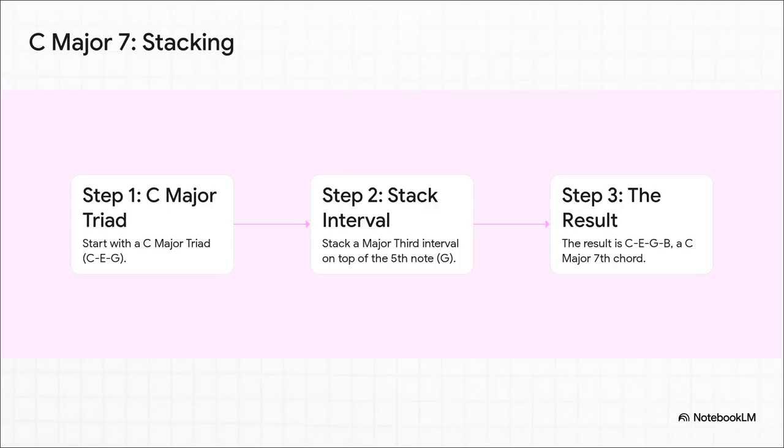All right, using System 1, our stacking method, we start with that C major triad we already built. That's C, E, and G. Now, all we do is stack 1 more block on top. In this case, we're going to add another major third, a big block, right on top of that G. And what note is that? It's B. Simple as that.